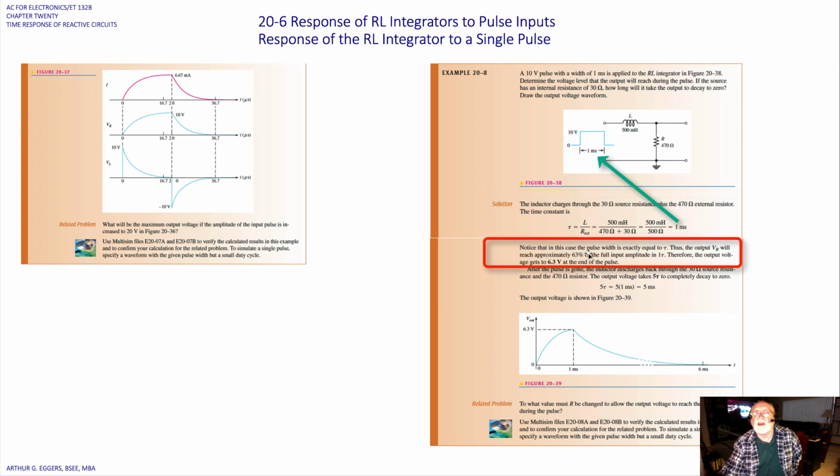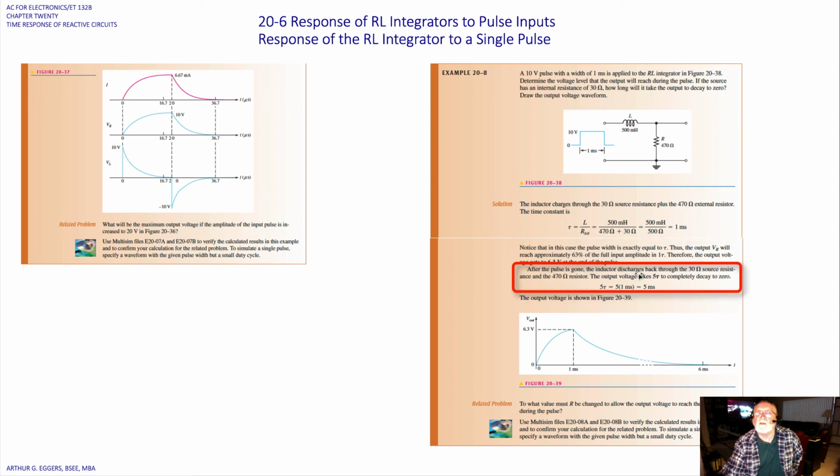Notice that in this case the pulse width is exactly equal to tau. 1 millisecond of pulse width. Thus the output across the resistor will reach approximately 63% of the full input amplitude in one time constant. Therefore, the output voltage gets to 6.3 volts at the end of the pulse.